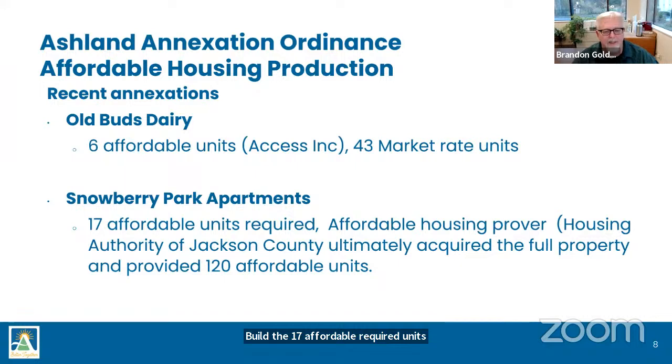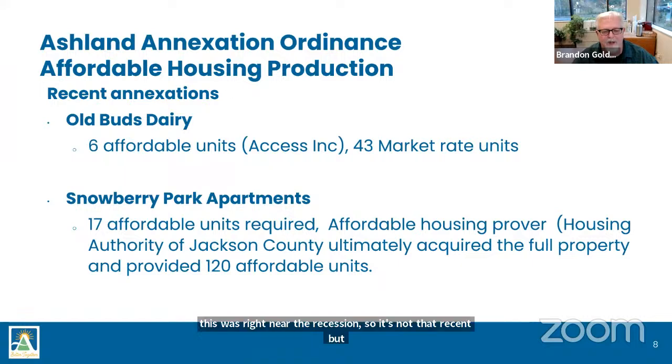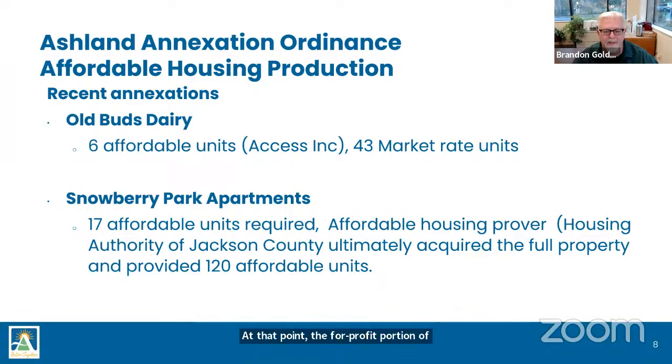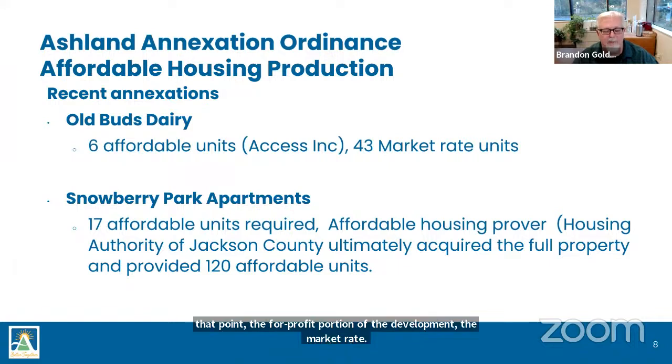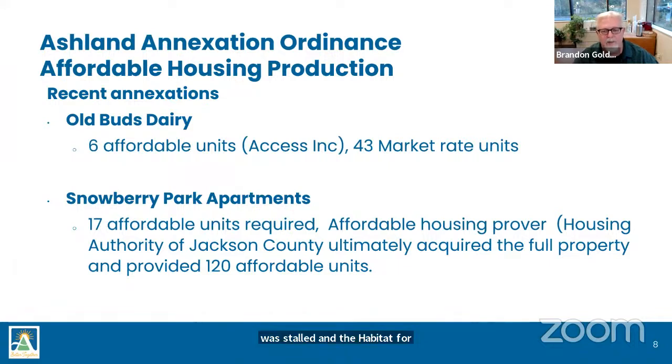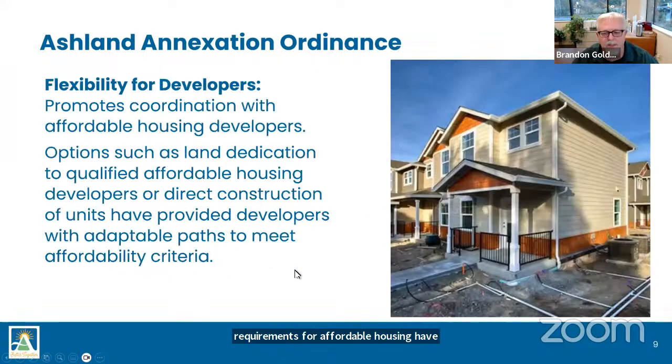And this was right near the recession, so it's not that recent, but at that point, the for-profit portion of the development, the market rate, was stalled, and the Habitat for Humanity and the city of Ashland were able to buy the entire 10 acres of property, and ultimately, through that cooperative work, get 120 units on that property instead of just 17. So again, annexation and zone change requirements for affordable housing have probably been the most beneficial to the city of Ashland in getting affordable housing units on the ground.